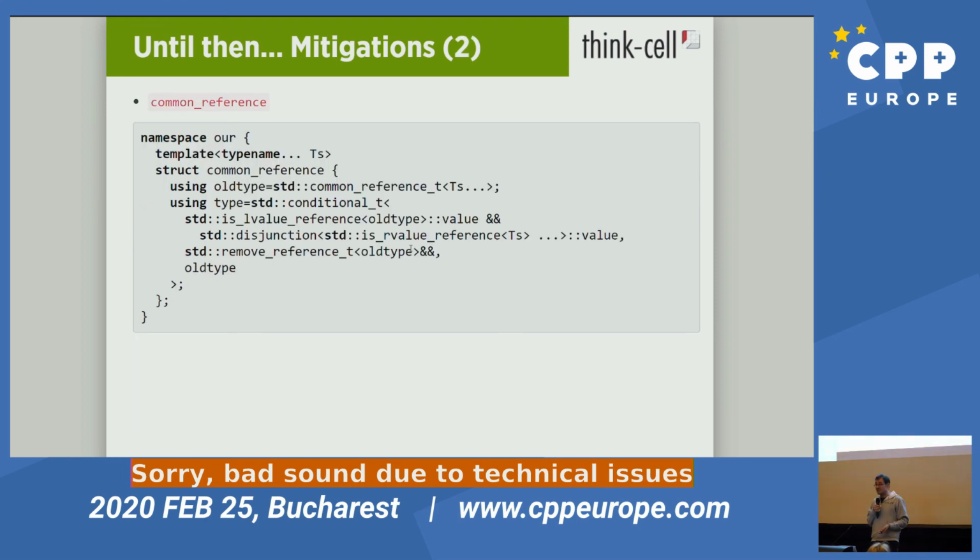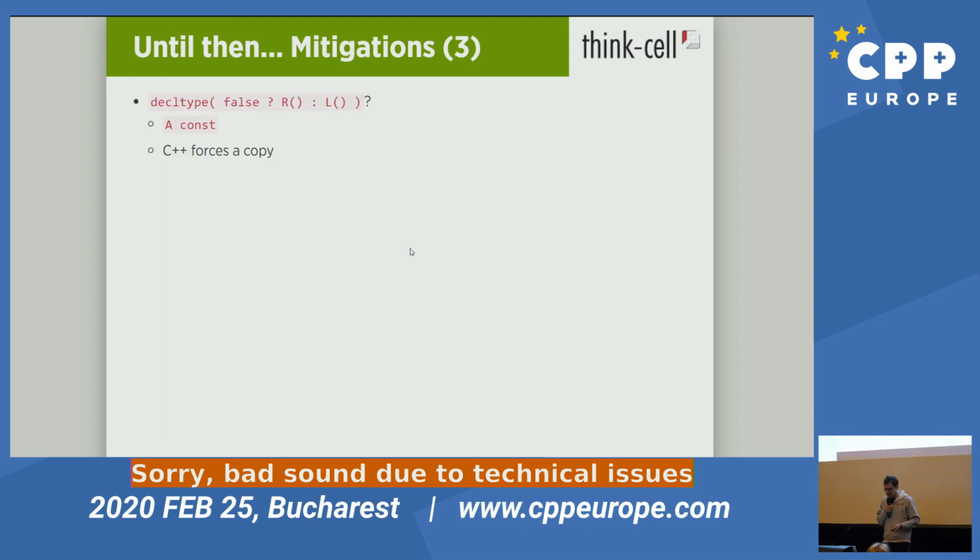The common reference can be fixed. You can write a common reference that doesn't have that bug. So basically what you do is you calculate the regular common reference, and then you check if that common reference is an L value, and somewhere among my list there is an R value, that's bad. And then we just make it an R value reference. Right? So we just fix the particular problem we have.